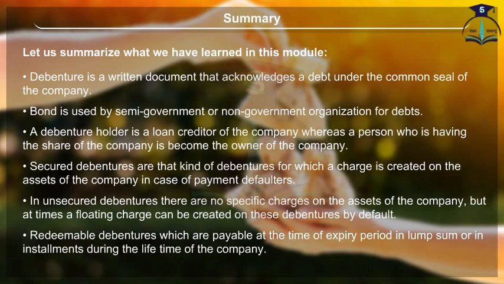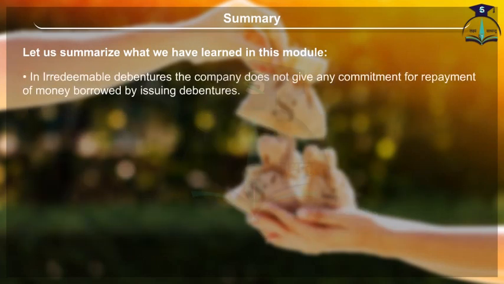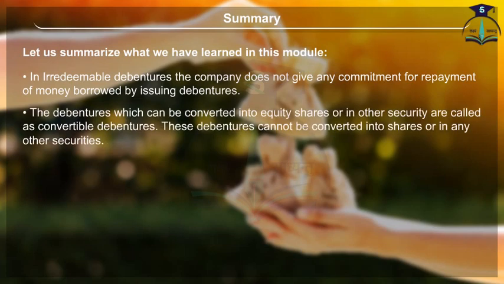Redeemable debentures are payable at the time of expiry period in lump sum or in installments during the lifetime of the company. In irredeemable debentures, the company does not give any commitment for repayment of money borrowed by issuing debentures. The debentures which can be converted into equity shares or in other security are called convertible debentures. These debentures cannot be converted into shares or in any other securities.